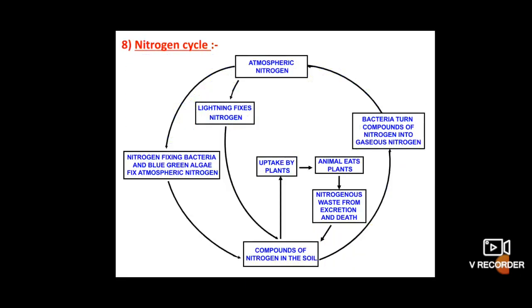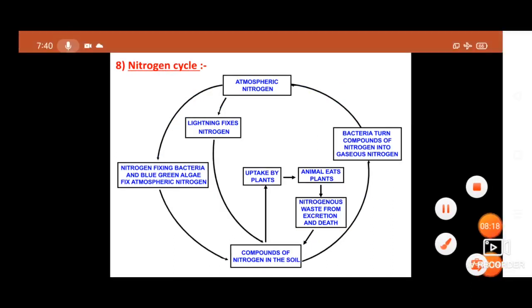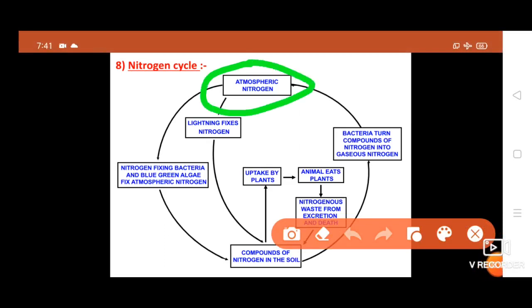So, let us see here. There is a nitrogen cycle flow chart. Just observe it carefully. This is the first stage of the nitrogen cycle, that is atmospheric nitrogen.